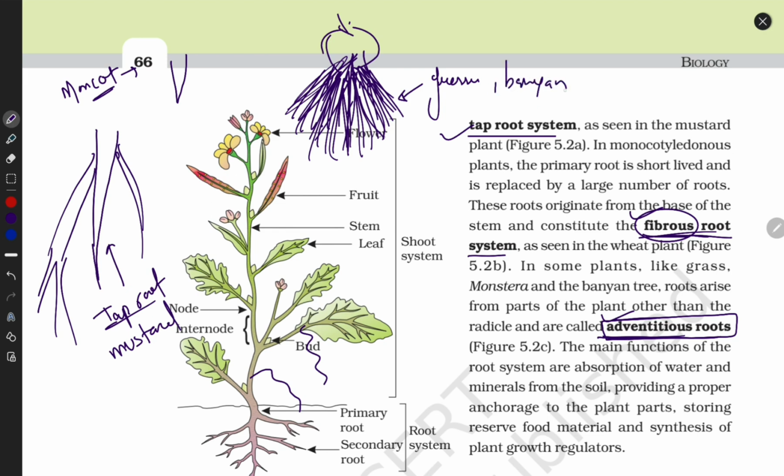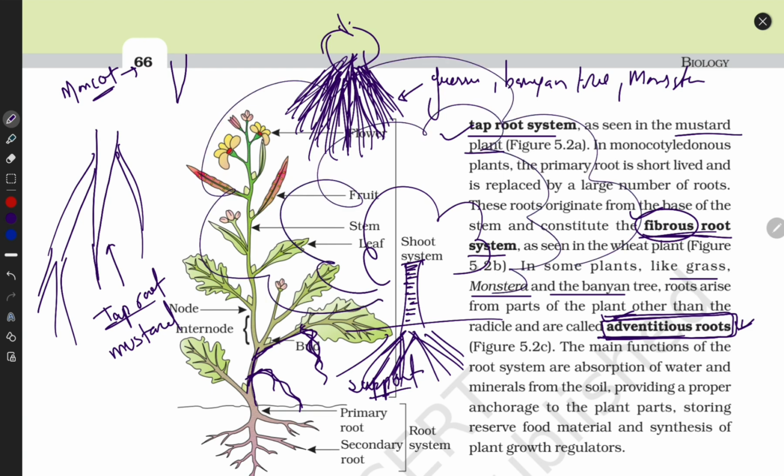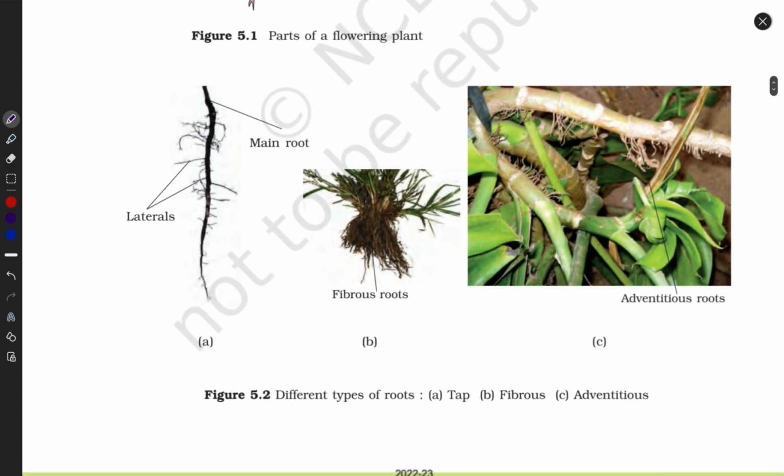Now banyan tree, and next is monstera. Look here, these are examples of adventitious roots, which can arise from different parts of the plant body. They may arise from the stem or from the branches. Why do they arise? They give support. Because the tree becomes large in size, it needs support. The root system alone is not enough, and the stem alone is not enough to support the biggest tree. So they arise from the branches and the stem to provide support.